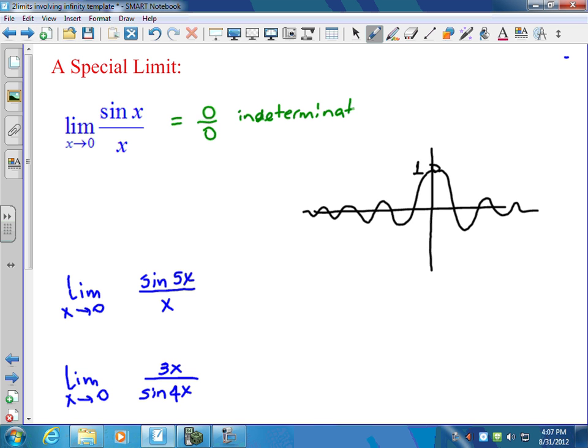Which means the answer could vary from problem to problem. We just need to do something to resolve the situation, simplify it, so we can actually see what the answer will be. Now, I have a very rough graph of sin x over x over here.